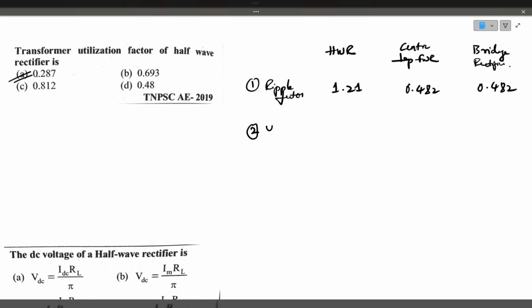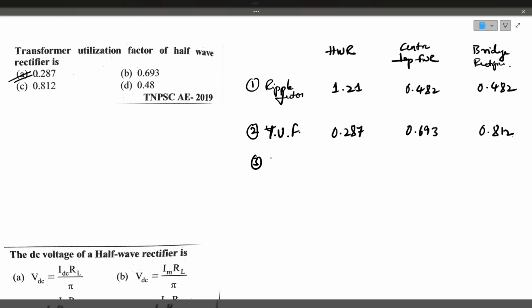Second thing, transformer utilization factor, TUF. For the half wave rectifier it is 0.287. These values are very important. It will be asked in examination. Many examinations have asked these values. For center tap it is 0.693. For bridge rectifier it is 0.812. So these values you must memorize.